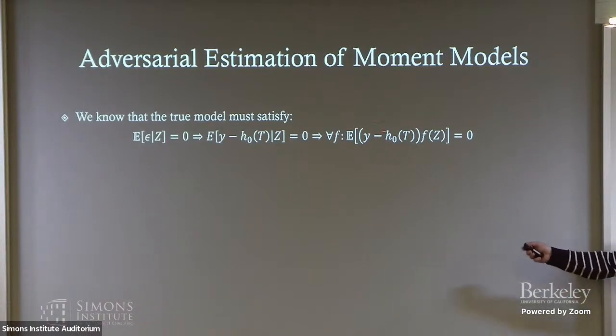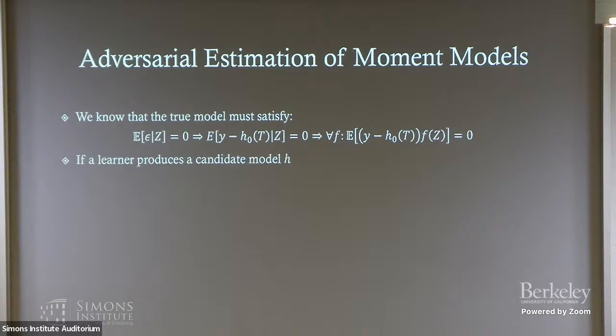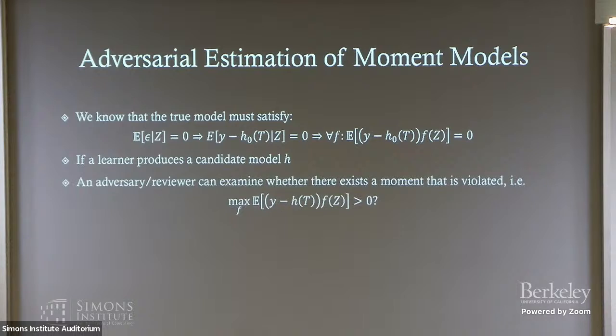So we know that these conditional moment restrictions need to be satisfied. That means that for any function f that you can choose, if you multiply this residual with that function f, that expectation has to be equal to 0. And so if I produce a candidate model H, then an adversary will come and say, does there exist a moment of this form that's violated? So if I calculate the maximum violation among all test functions f, is that bigger than 0?